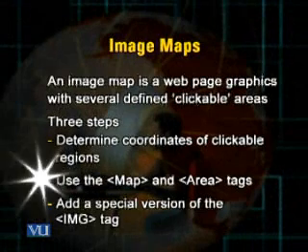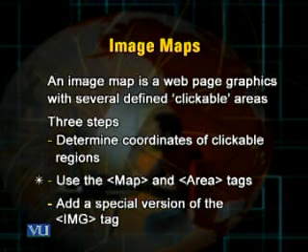Then the second main step is that you use two tags, the map tag and the area tag. These two tags would create the image map for you. You will give a name for that image map in the map tag. And then the third step is that you use a special version of the image tag, and then you use these map tags and the image tag, and in this way you create your image map.